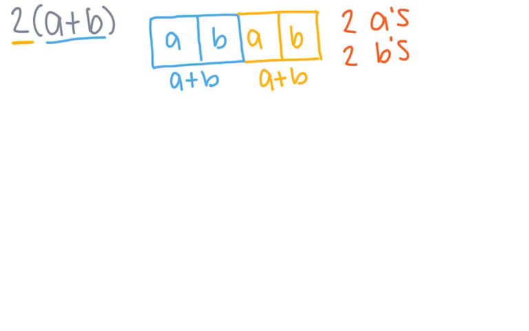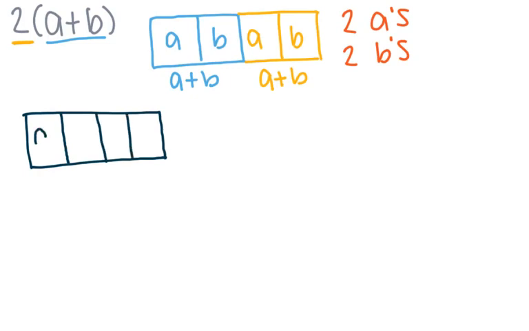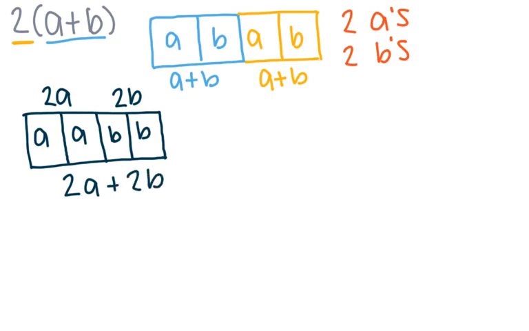So now that we have our model that shows 2(a plus b), how would our model look if we grouped together the a's and then we grouped together the b's? So our model is going to look the same. So it's going to have 4 squares. But in the first 2 squares, I'm going to put a, and then the last 2 squares, I'm going to put b. And then above it, I'm going to write 2a, and then above the b's, I'm going to write 2b. So what expression could we write to represent our new diagram? So our new expression is going to be 2a plus 2b.